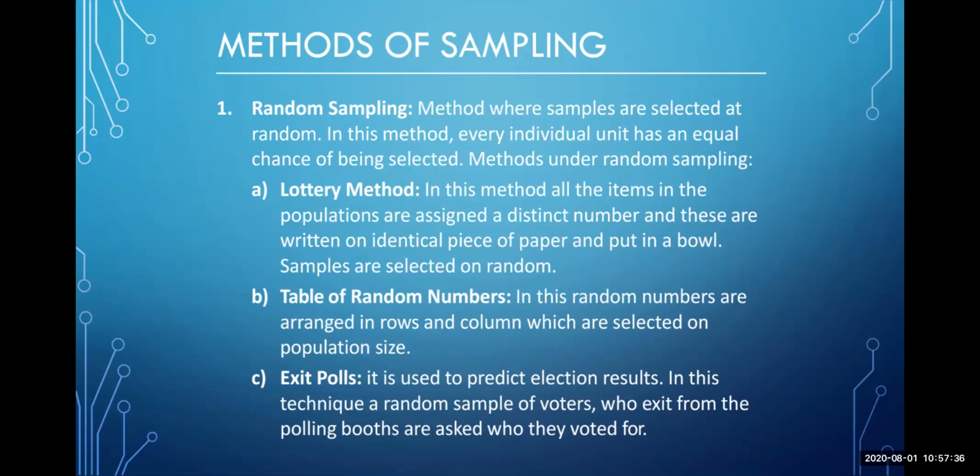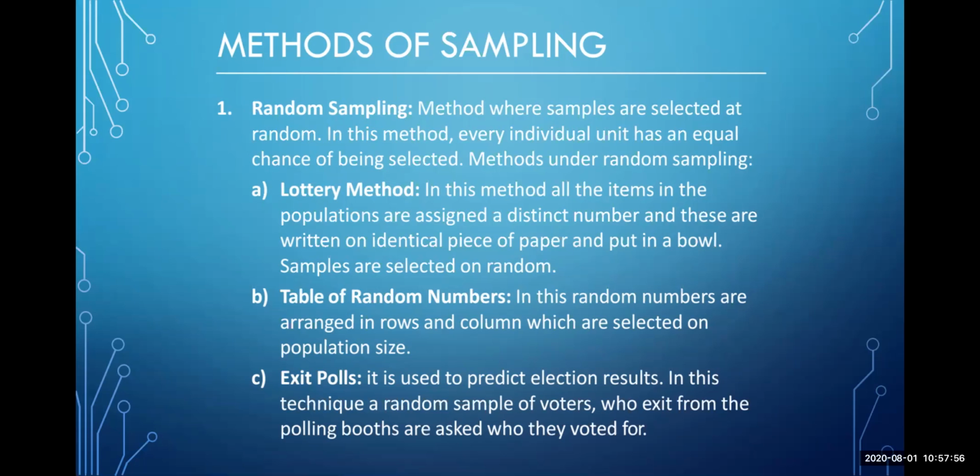Now under random sampling, we have various other methods. One is the lottery method. In this method, all the items in the population are assigned a distinct number, and these are written on identical pieces of paper and put into a ball, and samples are selected randomly.